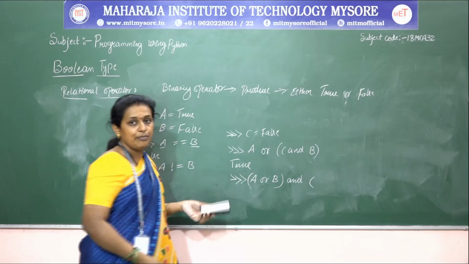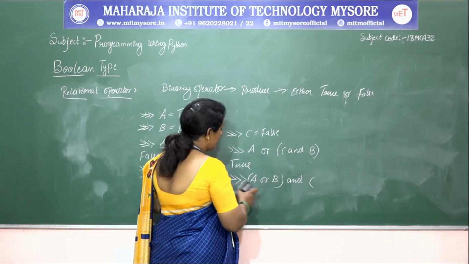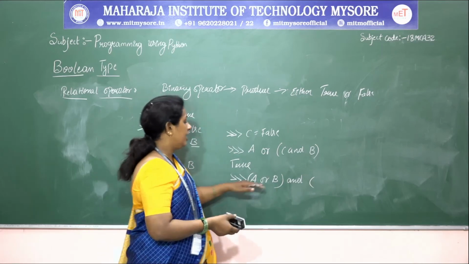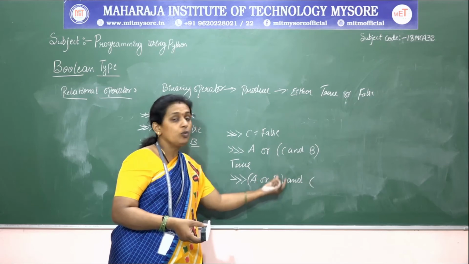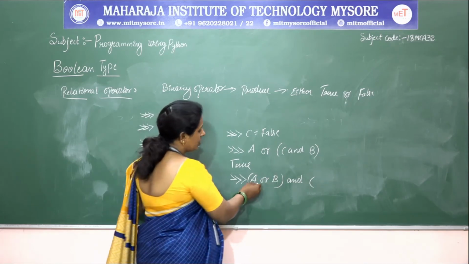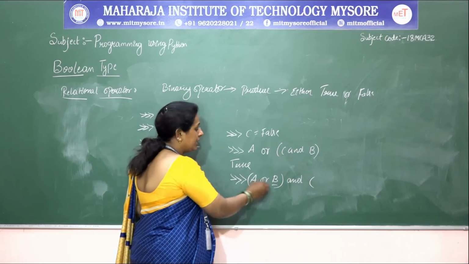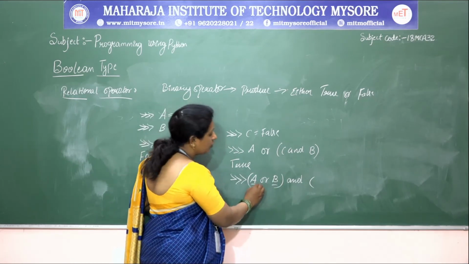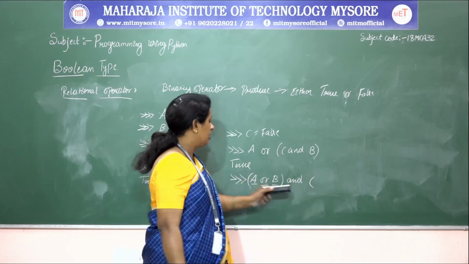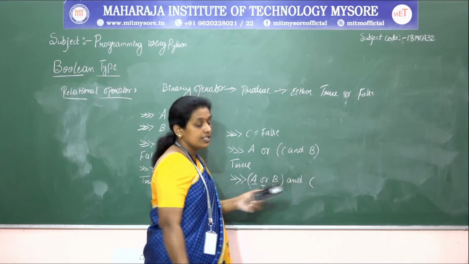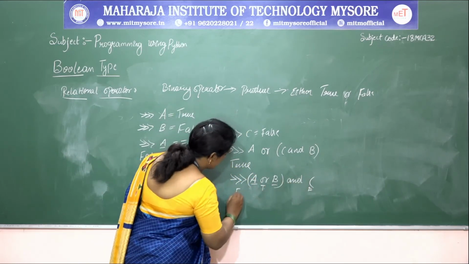Same expression, I am going with another way. With this, (A or B): because A here is true and B is false, either of the values is true, we will get the output as true. And this will be passed to an AND operator, so true and C value here is false, so true and false we will get the output as false.